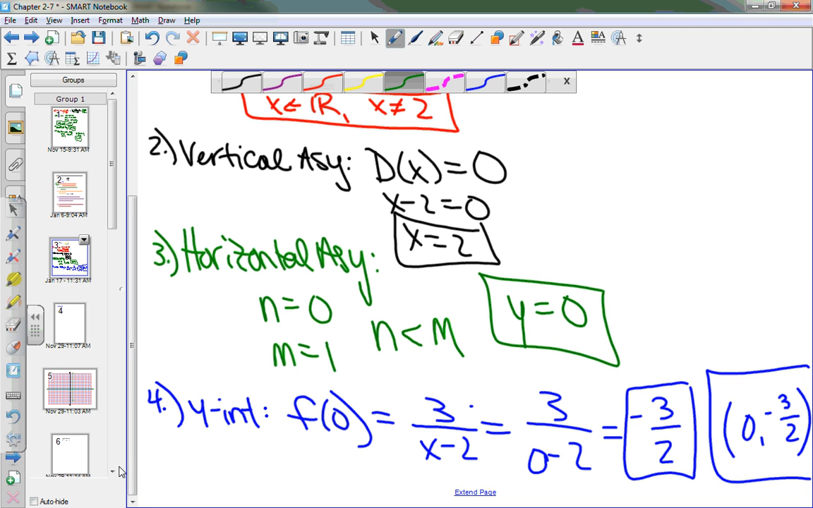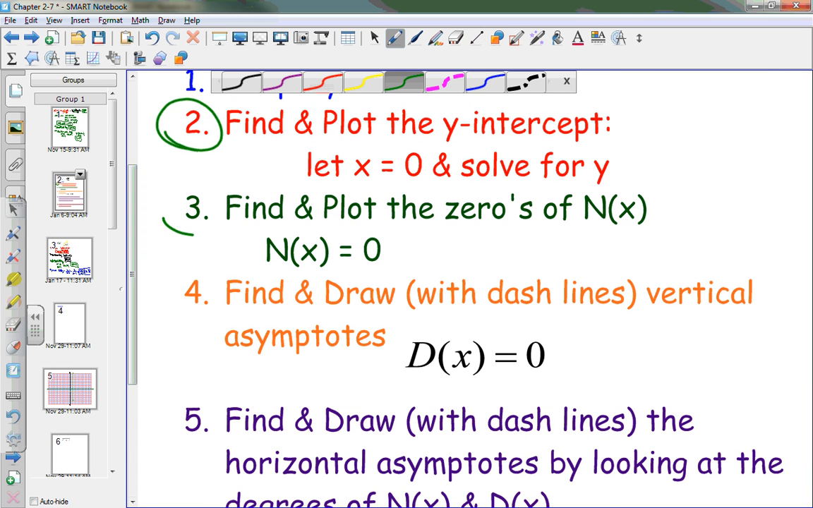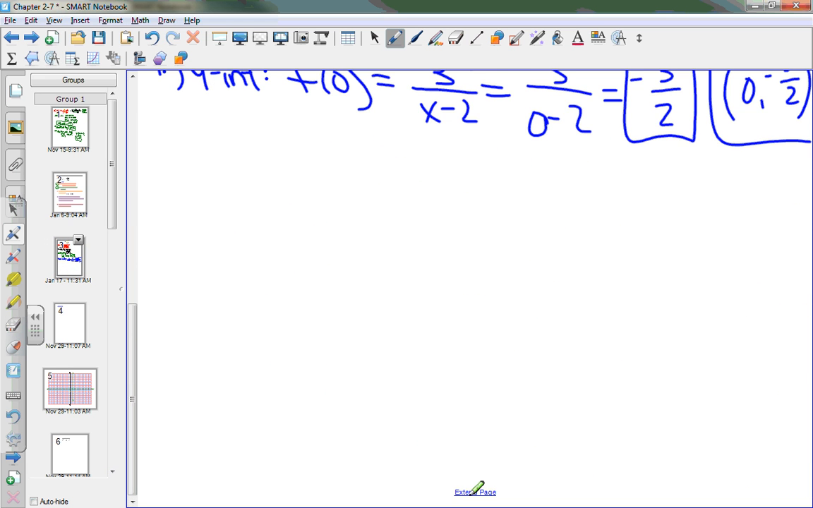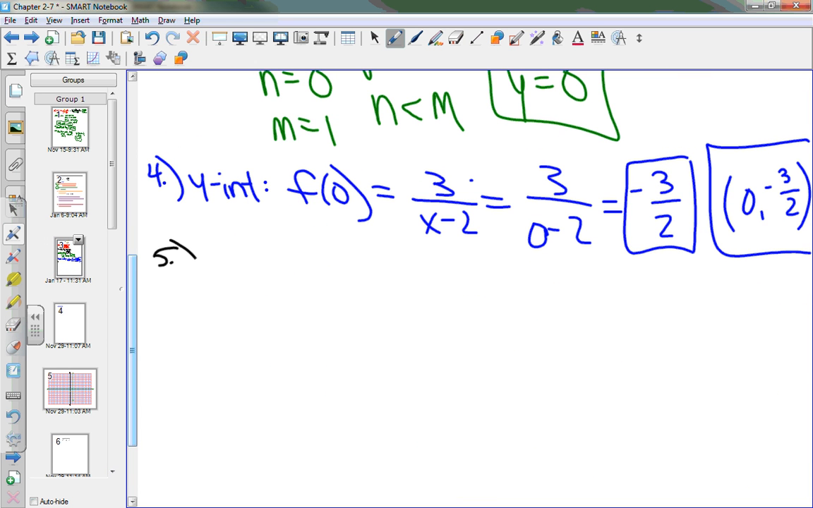So now what do I need to find? My x-intercept. How do I find my x-intercept according to this? Find and plot your zeros of n of x. Well, your zeros of n of x mean I have to take n of x, my numerator, and set it equal to 0. I need to find n of x equal to 0. So that means 3 is equal to 0. Is that true or false? That's false, which means do I have an x-intercept?